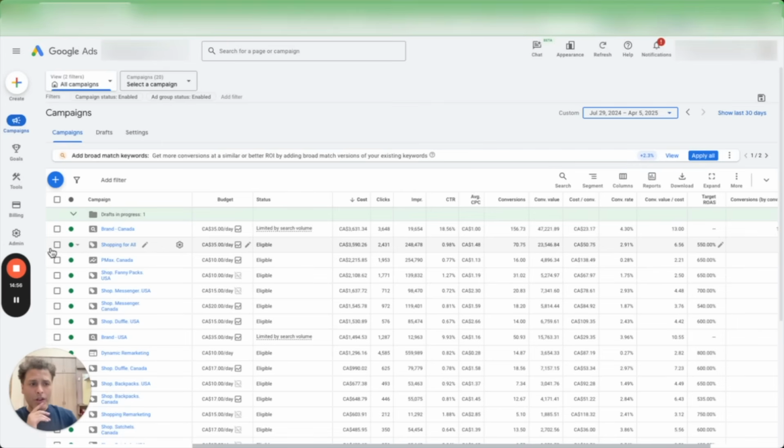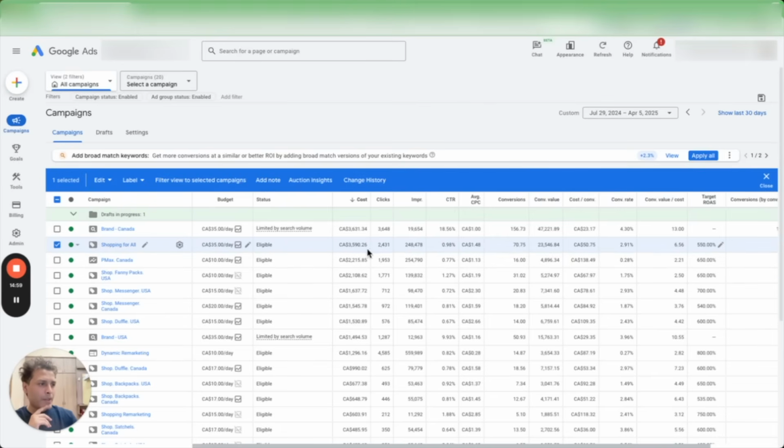All right, let's just start off with this one because we have spent, I think, almost $4,000 in here. We've made $23,000 with a ROAS of 6.56. A very good campaign and can be a good case study to look for.